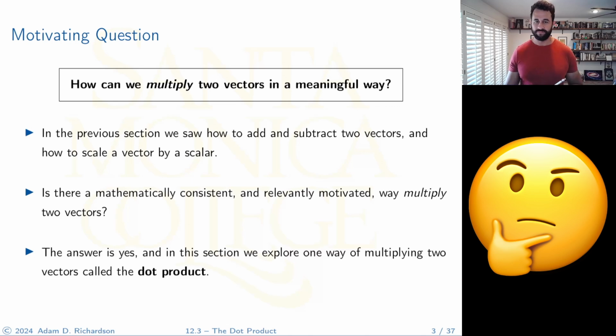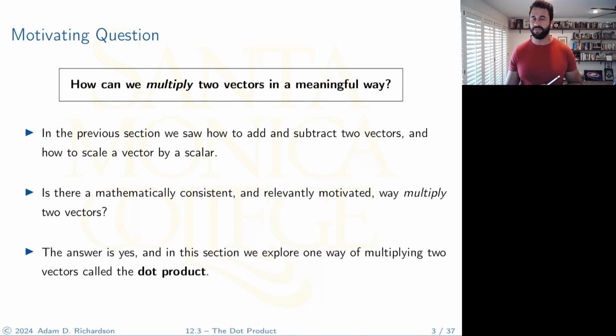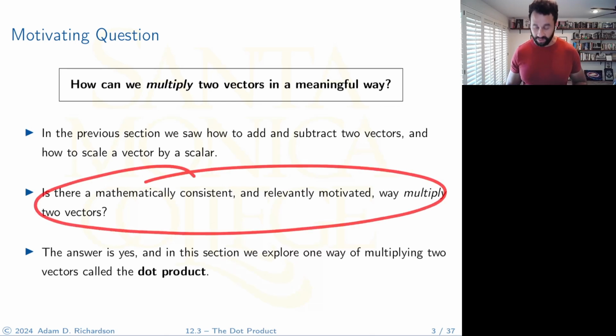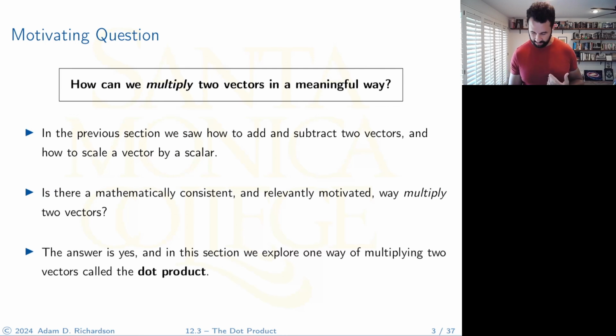It's an interesting question because if you think back to what we talked about in 12.2, we saw how to add and subtract vectors, and we saw how to scale vectors by a scalar, like a real number, right? Stretch it, shrink it. We know how to do that, but does it make sense to take two arrows and multiply them in some way? What does that even mean? So, is there a mathematically consistent and relevantly motivated way to multiply two vectors?